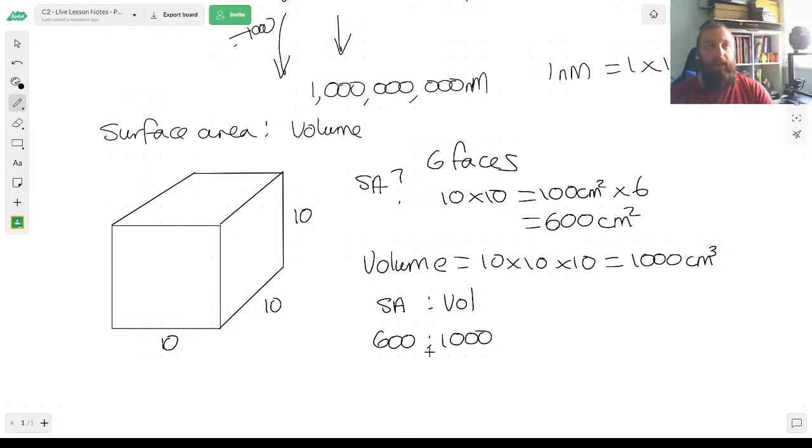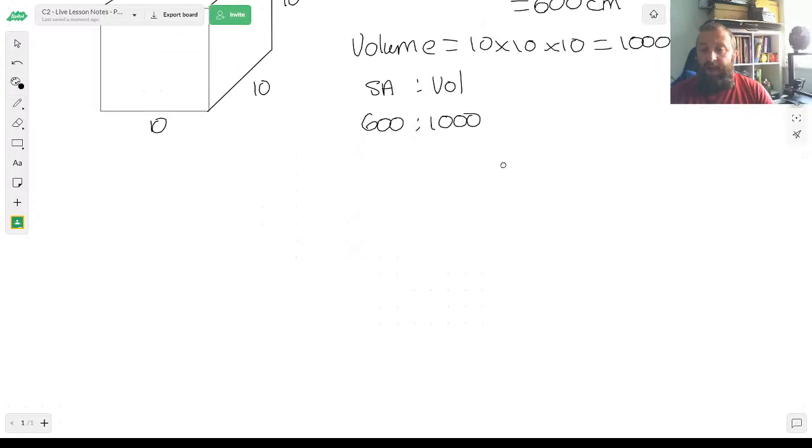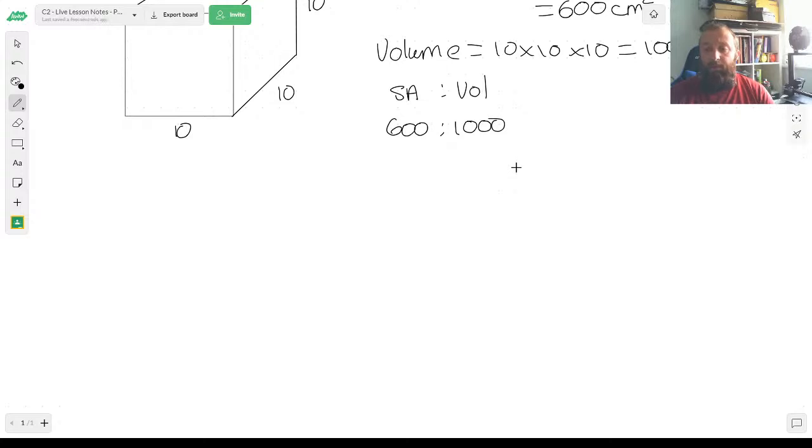So my surface area to volume is going to be 600 to 1,000. Now, what you might want to do at this stage is actually divide both of them by the smallest number, so divide both of them by 600 to turn it into a ratio that we're more familiar with. I'm not going to do that now, I'll let you do that one, but you could divide both these by 600, so it'll be a 1 to, and it'll give you the value for that one.